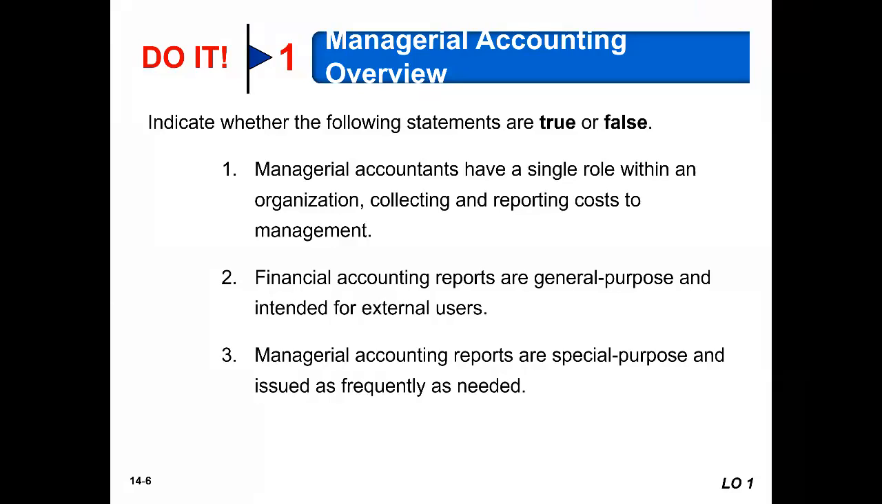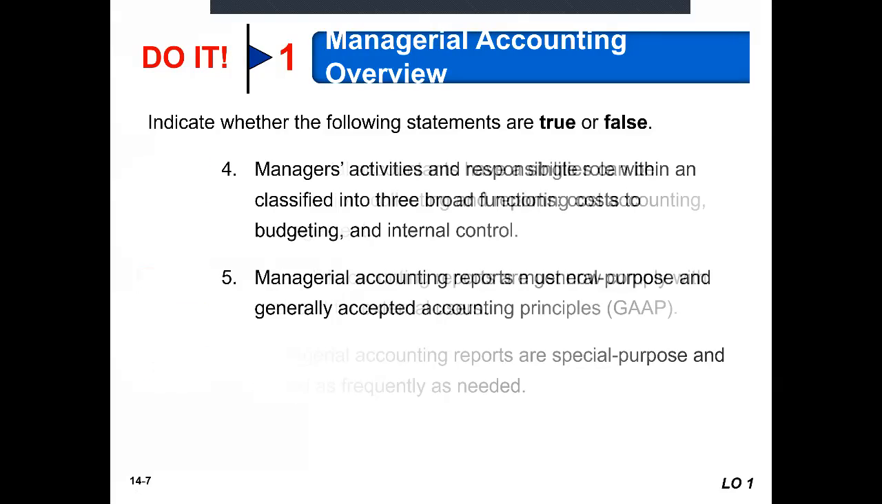They're gathering data, delivering data, helping make decisions with the data, and creating more action plans with the data. So we're all constantly planning, directing, and controlling, and looking for that feedback loop to make sure that everything's working. The second one: financial accounting reports are general purpose and intended for external users. Yes, that is true. Whereas managerial accounting reports are special purpose and issued as frequently as needed. Absolutely true. And we got them all right, of course.